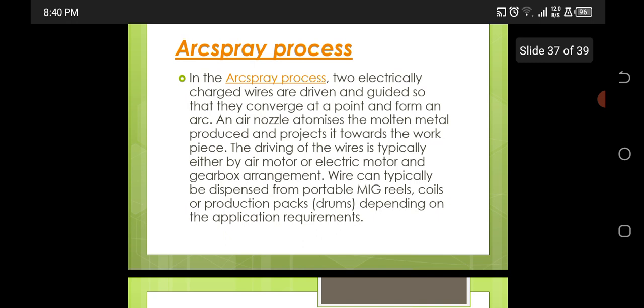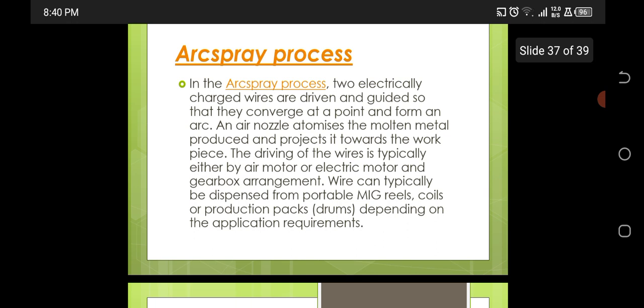Then here the wire is driven by air or an electric motor and the gearbox. These three things combine to drive the wire. The wire is taken from a source, which is different. Wire can typically be taken from portable MIG reels, coils, or production packs depending upon the application requirement.